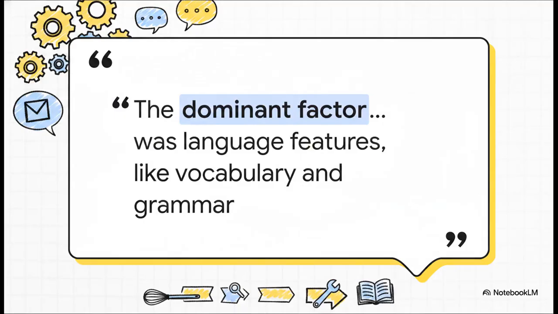The study's conclusion really hits the nail on the head. They wrote, "The dominant factor of students' writing difficulties in procedure text was language features, like vocabulary and grammar. This proves that mastering those specific linguistic tools we covered earlier, the imperatives, the action verbs, those sequence connectors, that is the ultimate key to solving this writing problem. Because without the right vocabulary, even the best planned manual or recipe just completely falls apart."